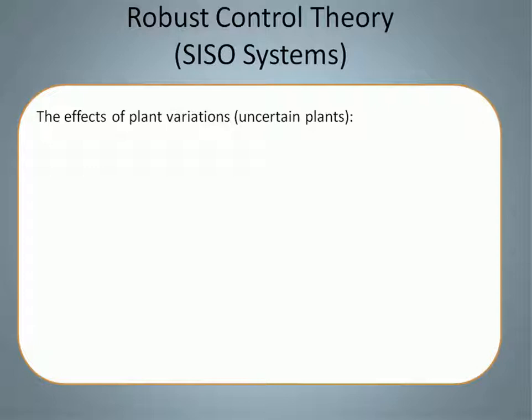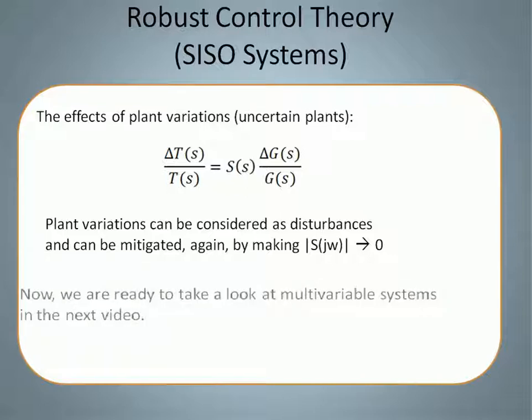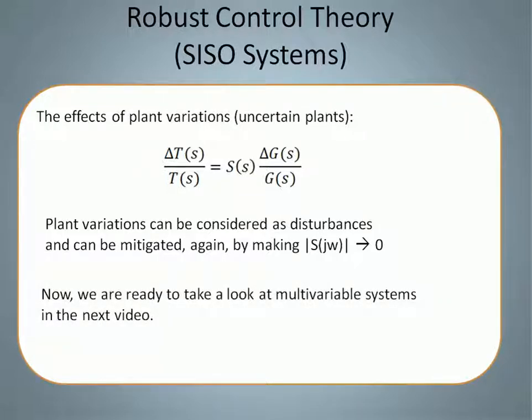The easiest way to approach this is to take the closed-loop transfer function T and differentiate it with respect to G. We obtain the following equation, which shows how the percent variation of T is affected by a percent variation of G. Plant variation can be considered as disturbances and can be mitigated again by making the magnitude of the sensitivity very small. Now we are ready to take a look at multivariable systems in the next video.